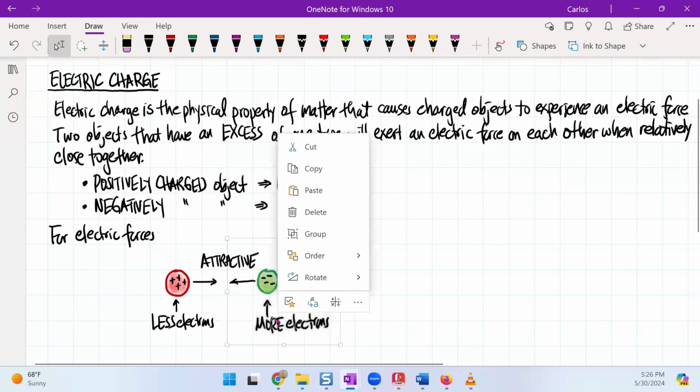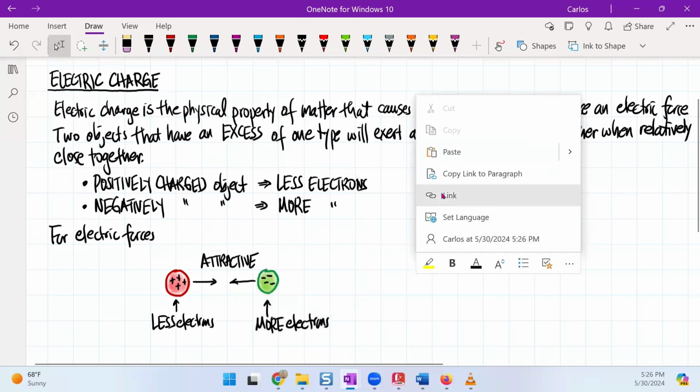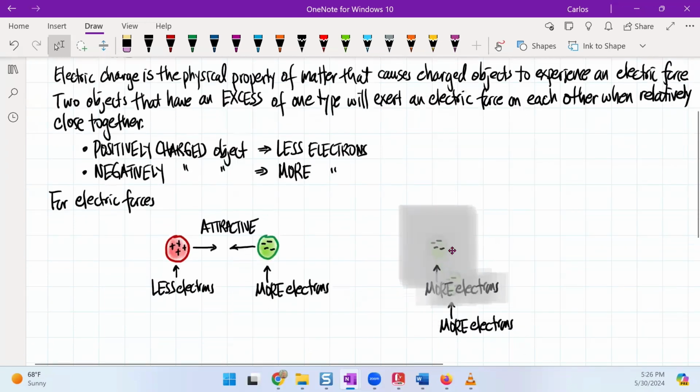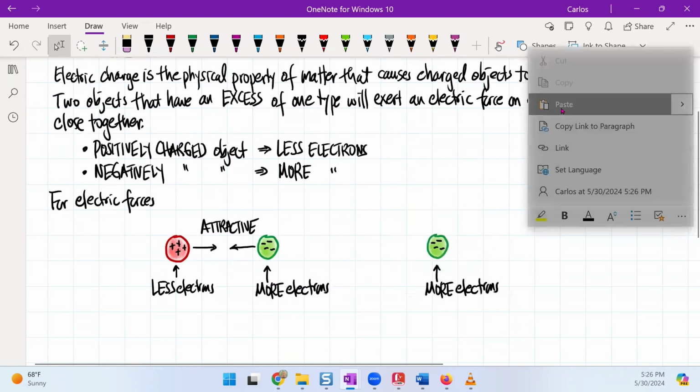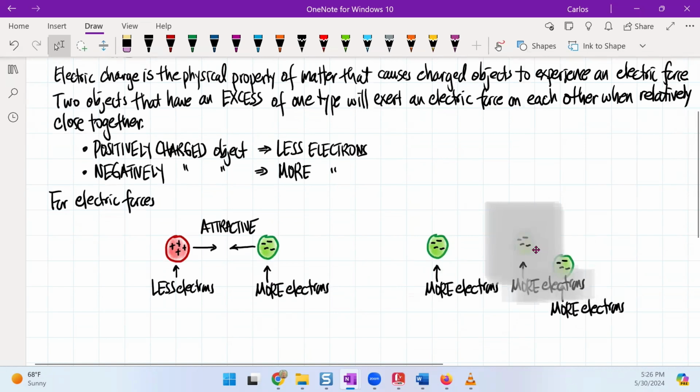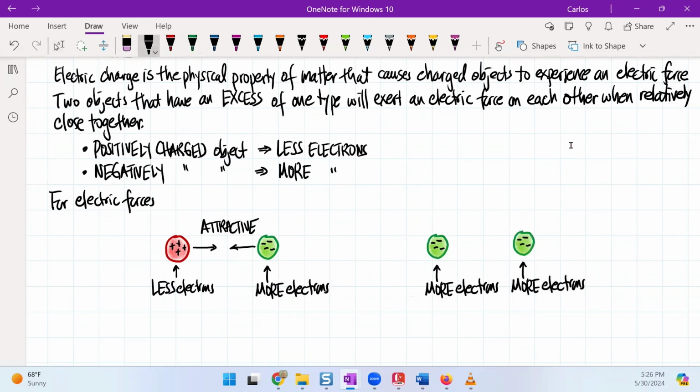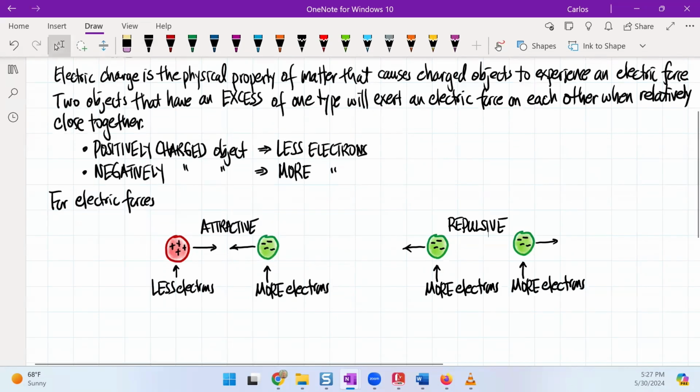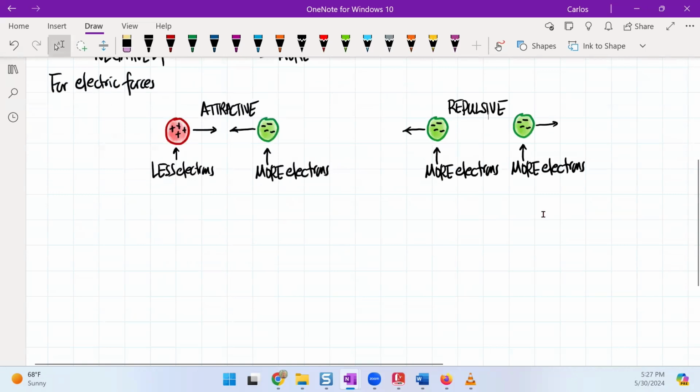On the other hand, imagine that I have spheres that have more electrons in each situation. So what we're going to see here is that now there is a repulsive force because each of these objects has more negative charge. So let's define a couple of things.